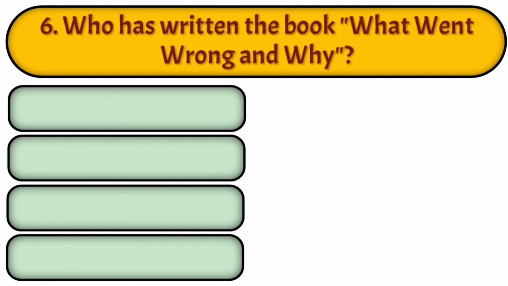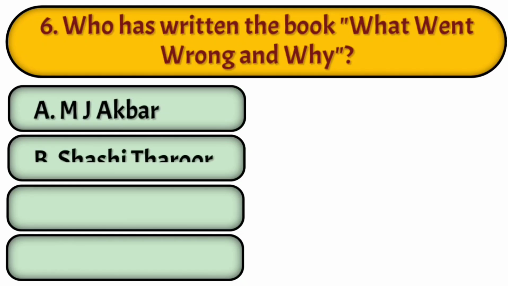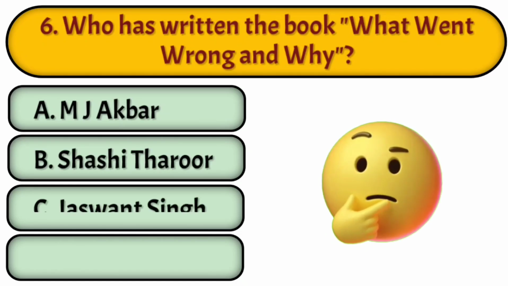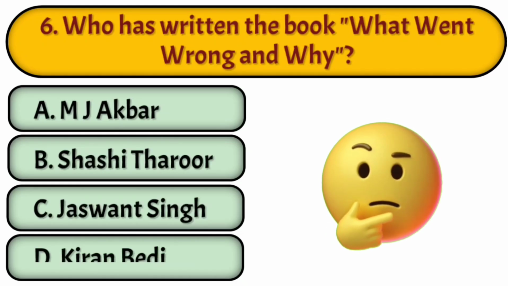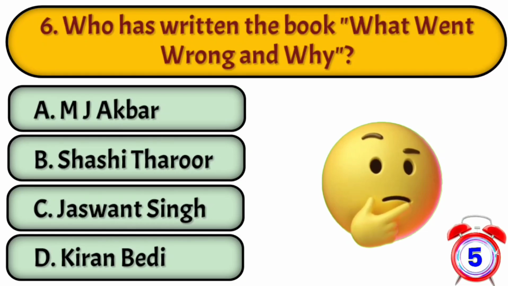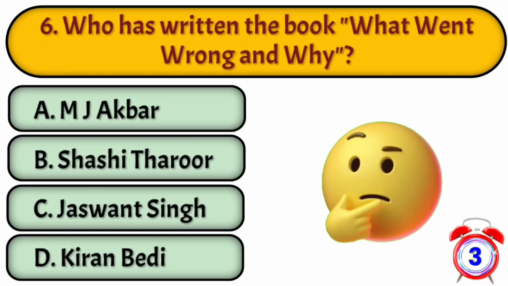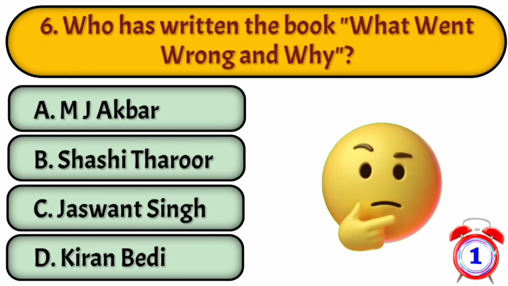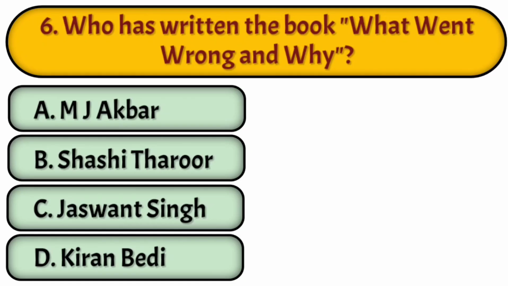Question 6. Who has written the book What Went Wrong and Why? Option A. M.J. Akbar. B. Shashi Tharoor. C. Jaswant Singh. D. Kiran Bedi. Answer is D. Kiran Bedi.